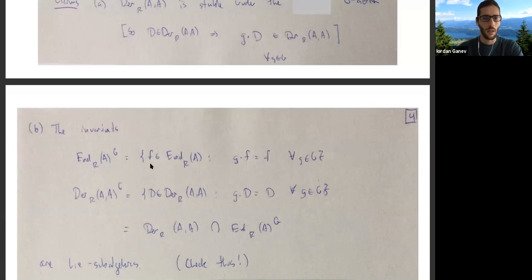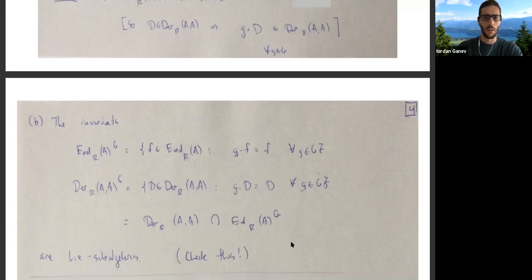So I might use invariant and equivariant a bit interchangeably. So the claim is that if we look at the ones that are fixed by the G action in both all endomorphisms and those that are derivations, then we get Lie subalgebras. And when you check this, you see that there's some cancellation that happens, and we get what we need.